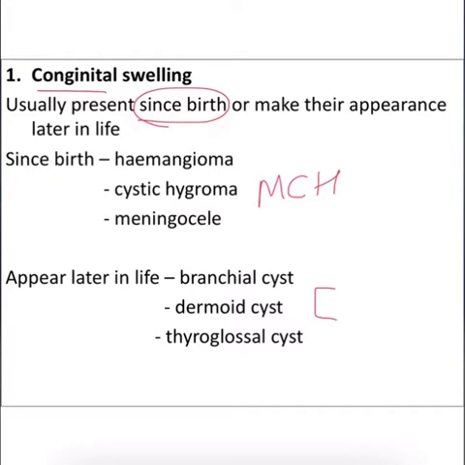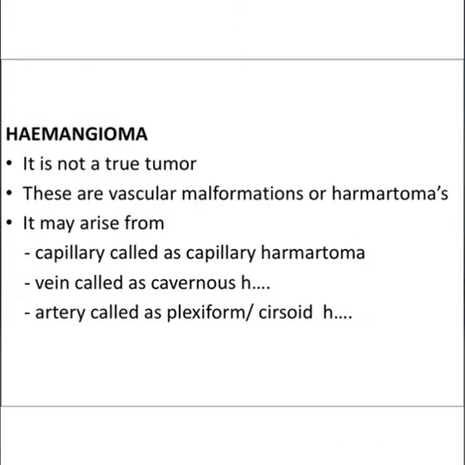You can put them in brackets. Those which appear later are the brachial cyst, dermoid cyst, and thyroglossal cyst. So we'll discuss the hemangioma.